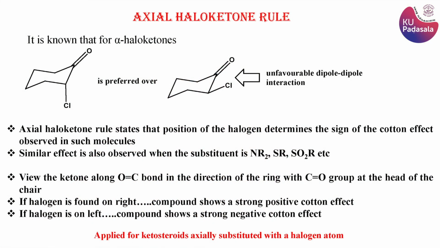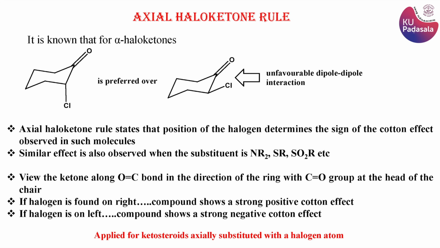We know that because of the unfavorable dipole-dipole interaction, the halogen at the second position in a cyclohexanone always prefers to take an axial orientation instead of an equatorial orientation. That is something that is already known, and therefore this is called axial haloketone. And this axial haloketone rule states that the position of the halogen actually determines the sign of the Cotton effect.